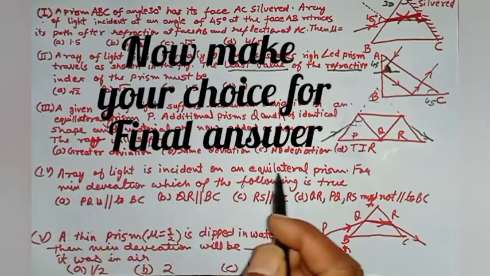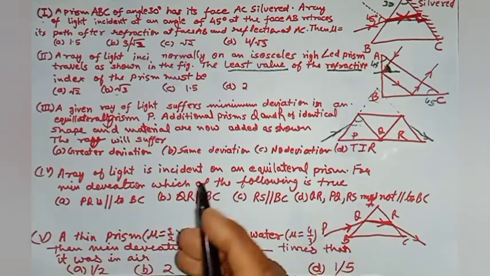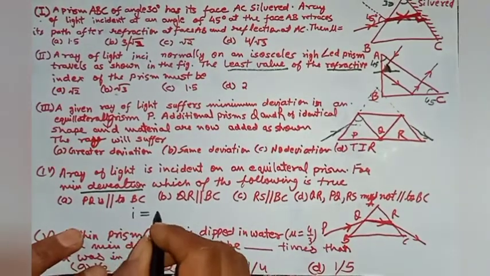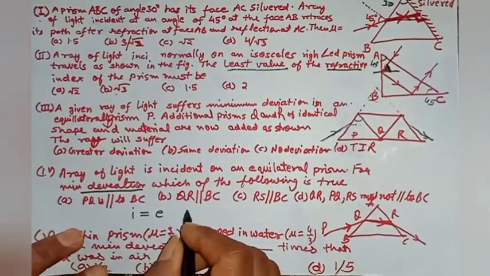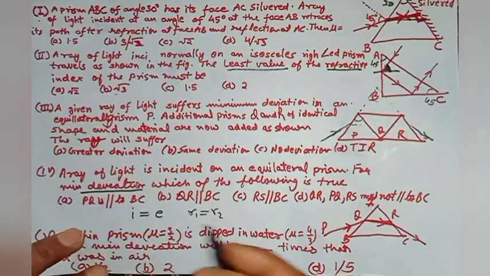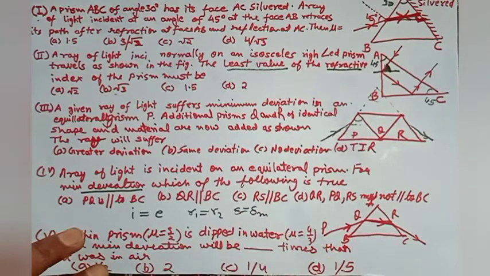A ray of light is incident on an equilateral prism, this one, for minimum deviation. Which of the following is true? Remember, for minimum deviation, there are several conditions. I is equal to E, the angle of incidence equals the angle of emergence. So R1 is equal to R2, as I told you, those R1, R2. And delta equal to delta M, that is a given. And finally, the refracted ray which travels through the prism is parallel to the base.